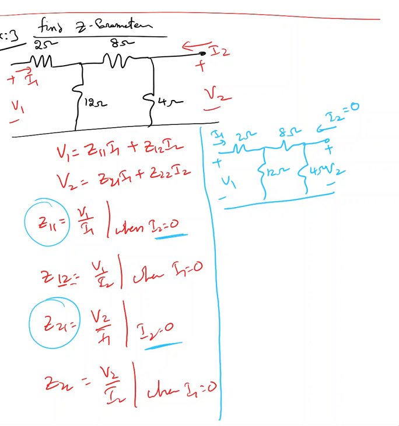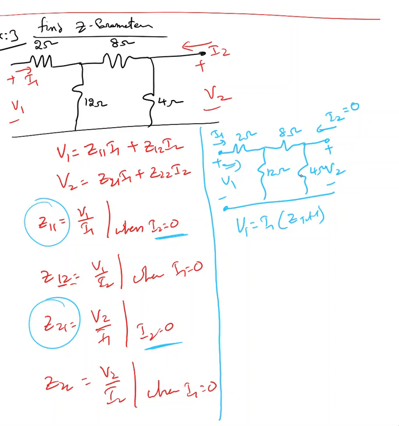Now to find Z11, all I need to do is V1 over I1. So I know V1 is nothing but I1 times the total impedance, Z total. Okay, all I need to do is find that Z total. That Z total is nothing but Z11. So this looks like a ladder circuit when looking from the input. Here is my input point of view. I'm looking from these two points, this port 1 point of view. When I'm looking from the port 1 point of view, this looks like a ladder circuit.